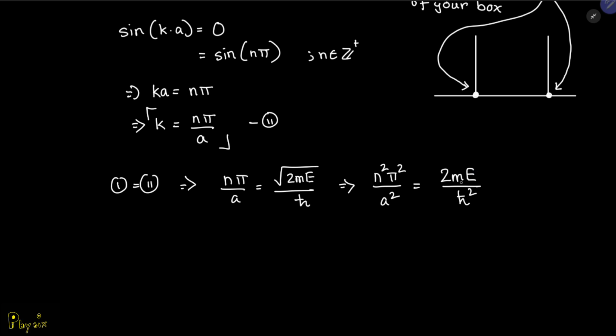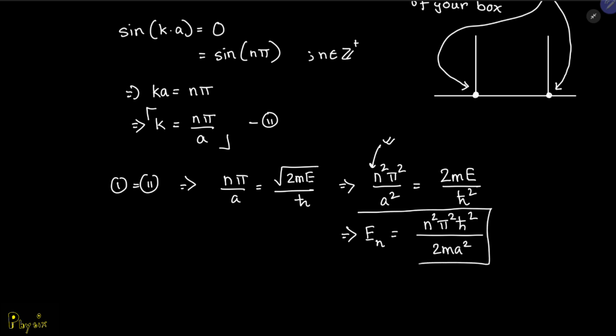Now, see over here, if we solve for E, then E becomes a function of n, right? So if we solve for E sub n, I'll write down E sub n since it's a function of n, we can say that E sub n is basically equal to n squared pi squared h bar squared all over 2ma squared. So what this basically tells us is that the energy of your particle inside the box is a function of n, where n is basically any positive integer.